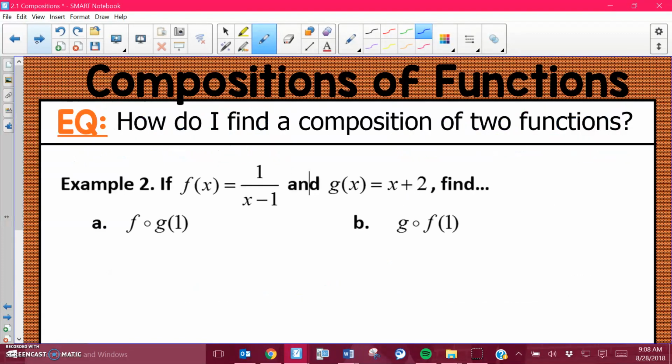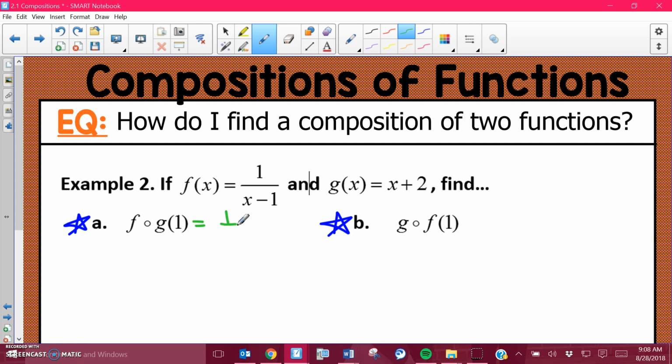Okay. For the next two problems, I want you to go ahead and on example 2, try these two right here, A and B. So pause your video, or I guess Edpuzzle is going to pause it for you, and then make sure you know how to do these.